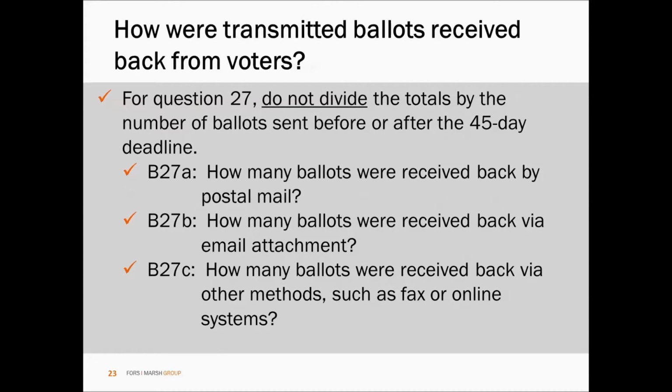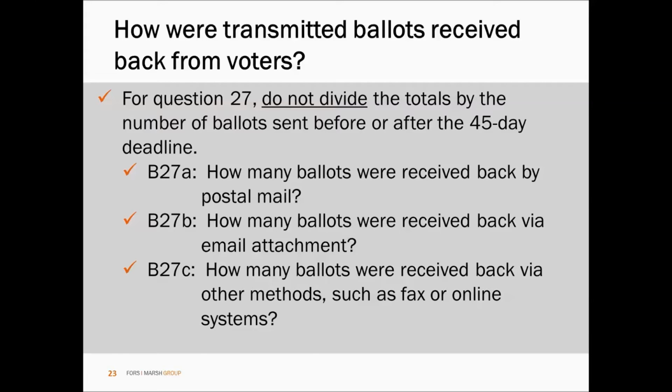So question 27 is getting at how was that ballot sent back to you? And these are only for transmitted ballots. So again, do not include federal write-in and absentee ballots here. So for question 27, what I want to know is this. Of the ballots that you transmitted to a voter, how did they send that ballot back to you?